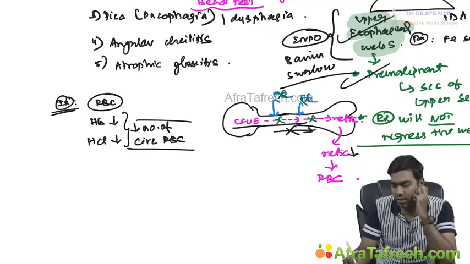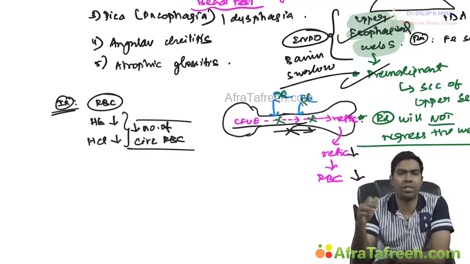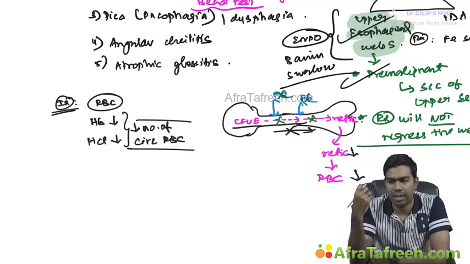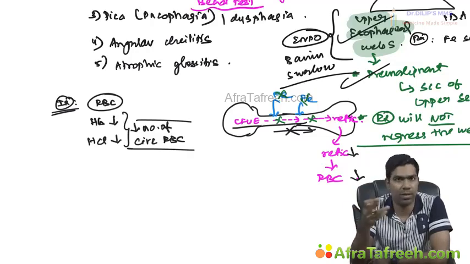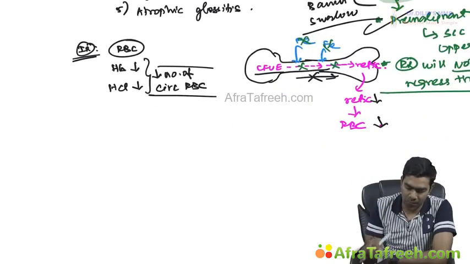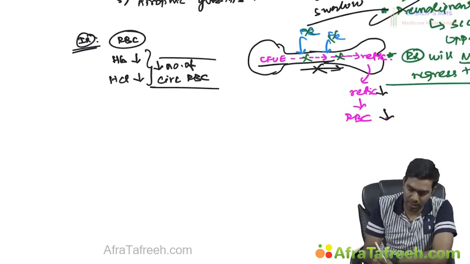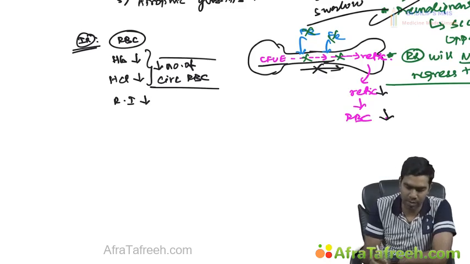Because of that, your reticulocyte count and RBC will decrease, which means iron deficiency anemia is one of the examples of a hypoproliferative anemia. You have to note that. So this is a reduced number of circulating RBCs. Apart from that, the reticulocyte index will be reduced. There's no doubt about that because it's a hypoproliferative anemia.